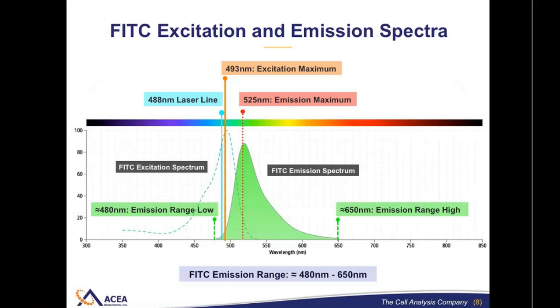Now this slide may look a little bit complicated, so I'll take a few moments to explain it. The figure shows the excitation and emission spectra for FITC. The excitation spectrum is shown with the blue dotted line, and FITC is maximally excited at 493 nanometers. We use the blue 488 laser line to excite FITC in flow cytometry. Then the FITC emission curve is shown in green, and the emission max is at 525. However, the full range of FITC goes from around 480 up to 650.